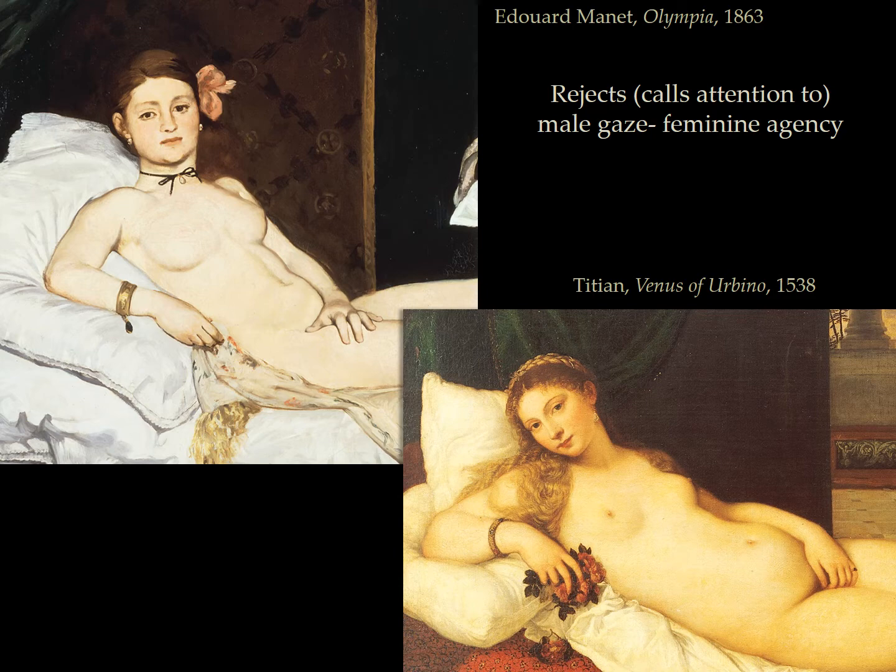Now, this rejects the male gaze, thus calling attention to the fact that these images were made to objectify women. So this is once again one of the first examples we find in the history of art of feminine agency, of a woman controlling how she is being seen, and is of course not going to be coyly inviting us to objectify her.